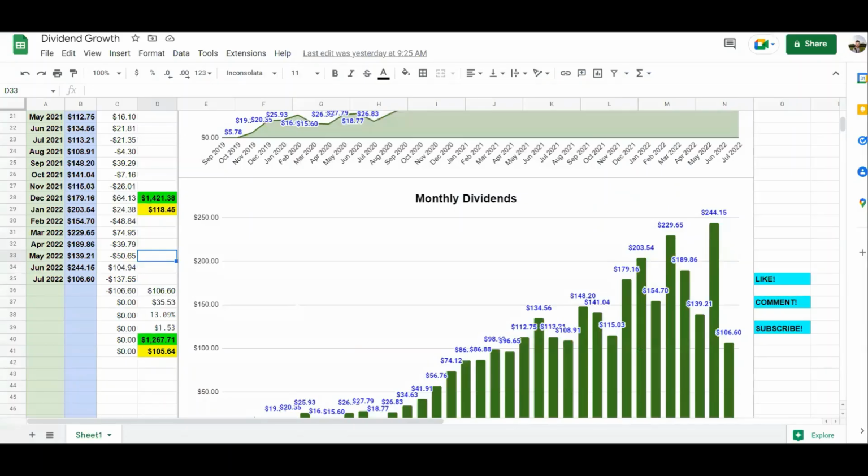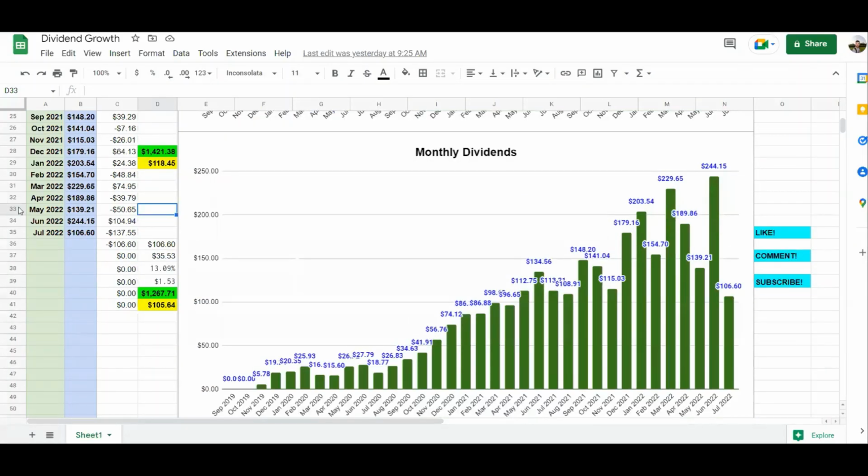So let's actually go over to the dividend income. I just want to show you that I've already hit over $100 for the month of July, and that happened 2 days ago on the 15th when I received all those dividends from the REITs. So it's always nice to see when you break $100 at the midway point of the month.